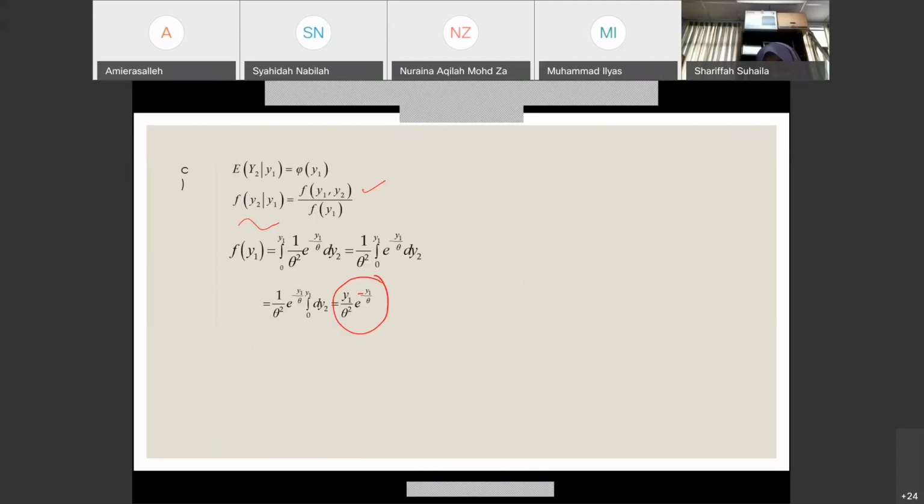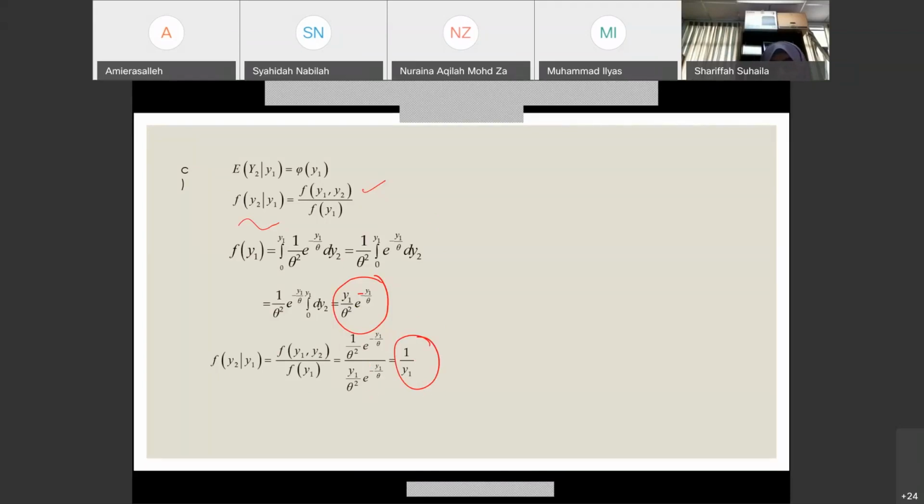Okay, now kita nak dapatkan conditional probability dulu. So fy2 given y1. Kamu dah masuk tadi bivariate kamu, 1 over theta square, exponential negative y1 over theta. Dividekan dengan dia punya marginal ni. Okay, cancel out. Yang kamu ada, ini je. 1 over y1. Okay. So now kamu dah dapatkan expected value.